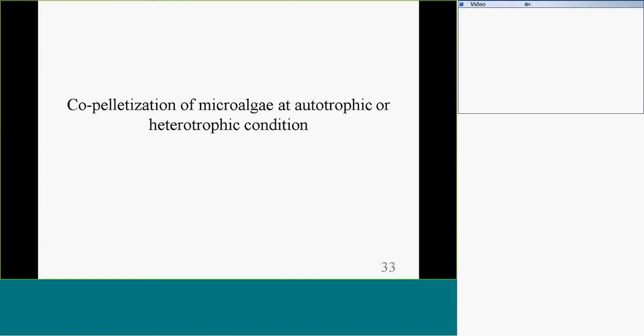The next question is, you cannot always develop the fungi pellets and algae separately and then put them together. This is the process we call the autotrophic or heterotrophic conditions for the co-pelletization. You grow algae and fungi together and see how the removal proceeds. And the result shows that's also very good. Remove 6% of algae biomass from the algae liquid.